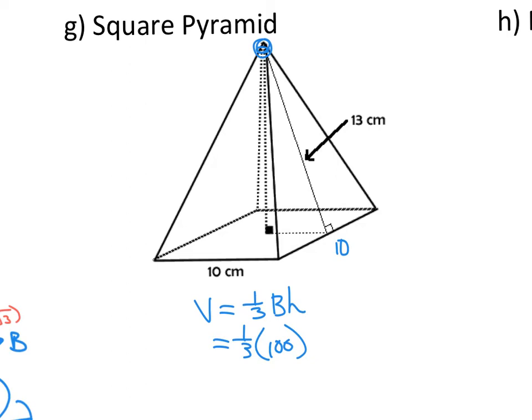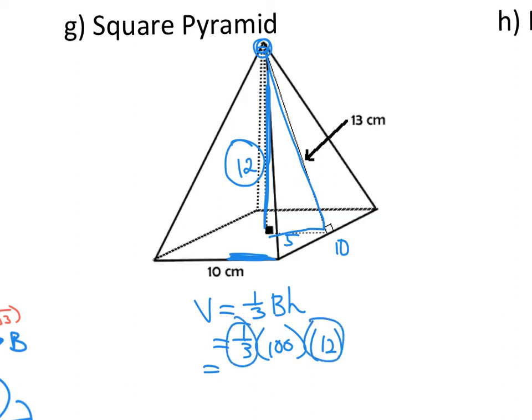So marking up the diagram, then this section right there is 5 because that's half of 10. So the height then, when I take a look at that right triangle, would be a 5 by 12 by 13, or I could get that with the Pythagorean theorem. So the height is 12. So multiplying that together, you'd get 1/3 of 12, which is 4, and 4 times 100 is 400 cubic centimeters.